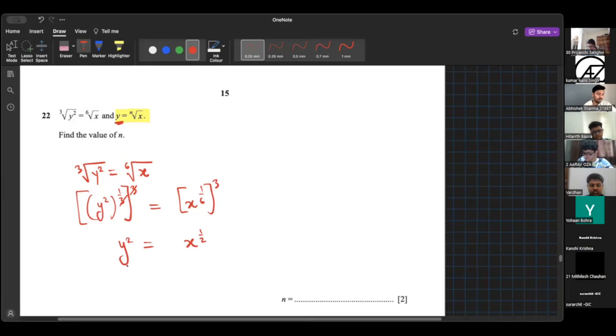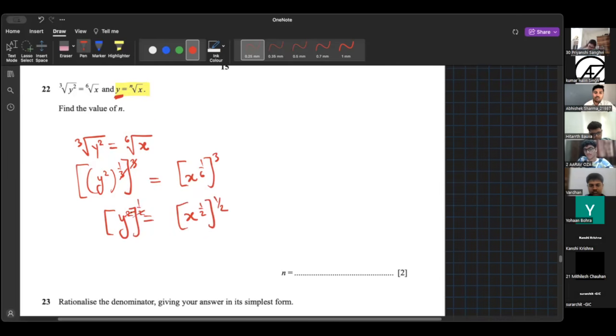Now, I repeat, the agenda is to write y in terms of x, not y square. So how can we eliminate this power 2? By multiplying with power 1 by 2 both sides. So now this 2 will cancel out. We'll get y is equals to x to the power 1 upon 4. And x to the power 1 upon 4 can be written as 4 root of x. Hence, the value of n is 4.